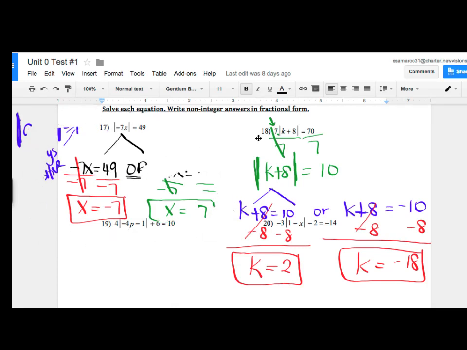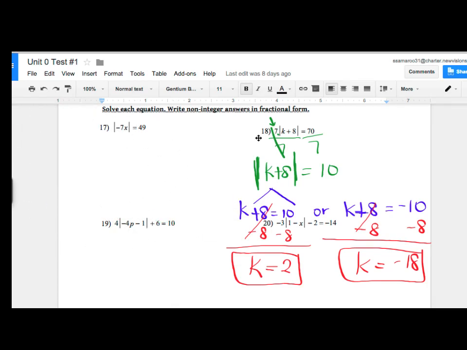So moving ahead, number 19 looks pretty confusing because I have a 4 that's outside. I have a positive 6. So we always get rid of any plus or addition first. So I'm going to minus 6 on both sides. The minus 6 are canceled. 4 is great. Absolute value of 4p minus 1 is equal to 4.